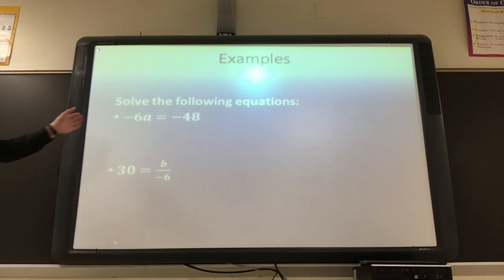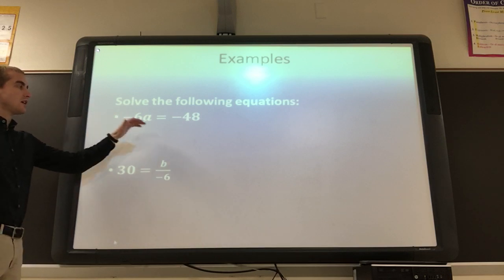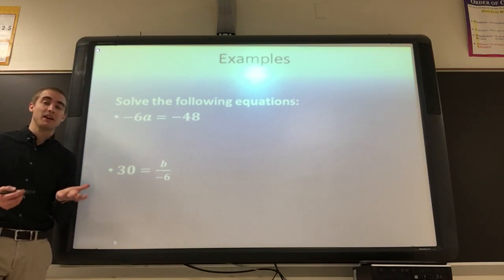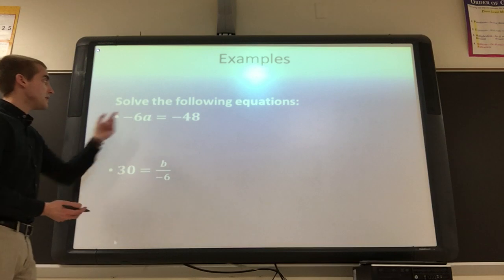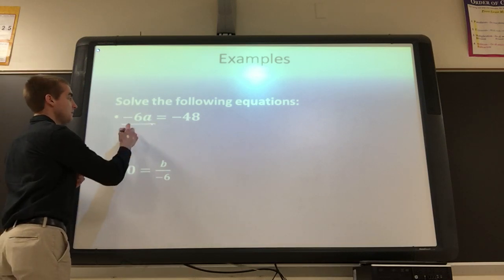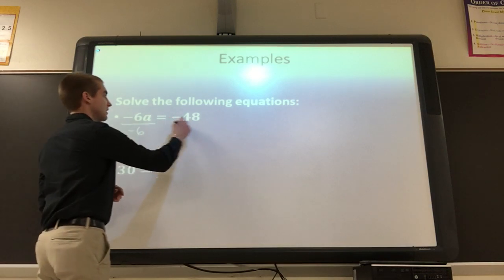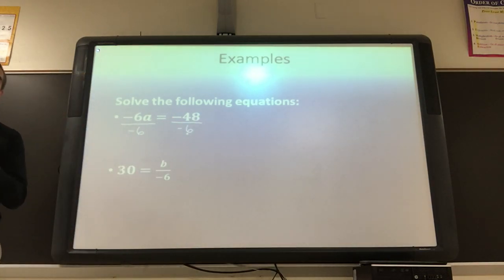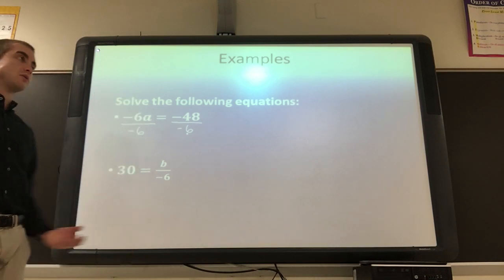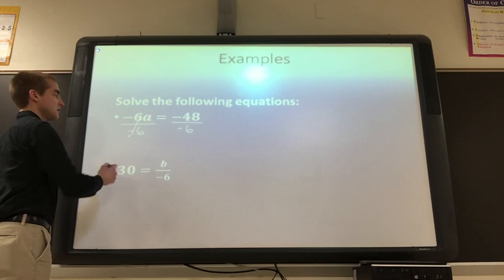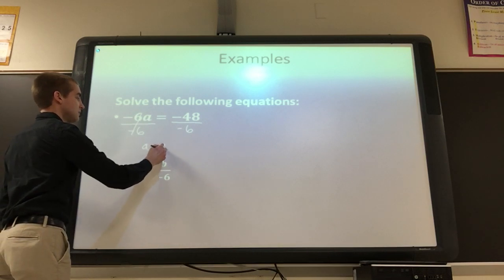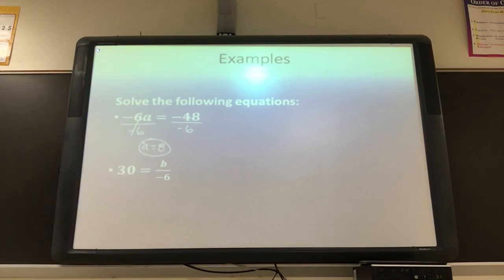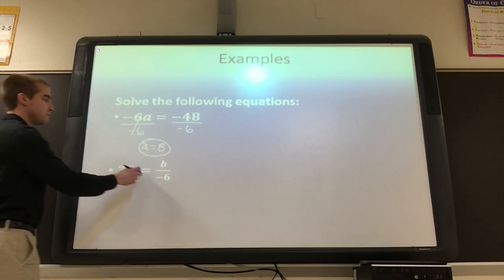All right, so our first example here, we've got -6a equals -48. I need to get a by itself. So the way that I would get a by itself is to get rid of everything on the same side as a, which would be that -6. This is -6 times a, so I'm going to divide both sides by -6. As soon as you do something to one side, go ahead and write it on the other side so you don't forget to do that. -6 divided by -6 is 1, so those can cancel out. And we're left with a equals -48 divided by -6 would be +8. So a equals +8.